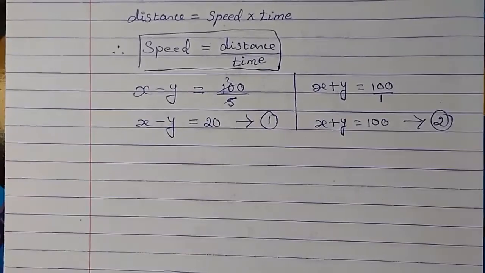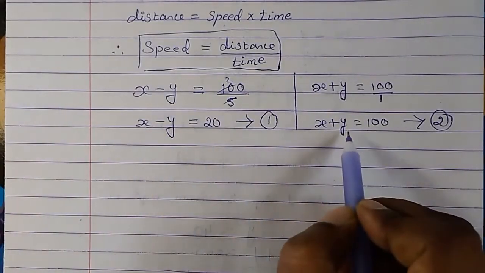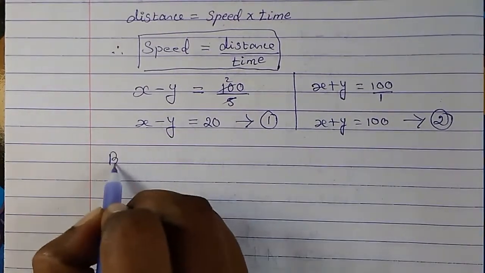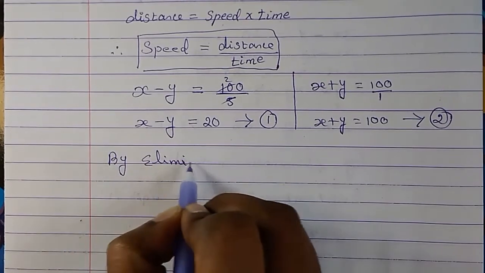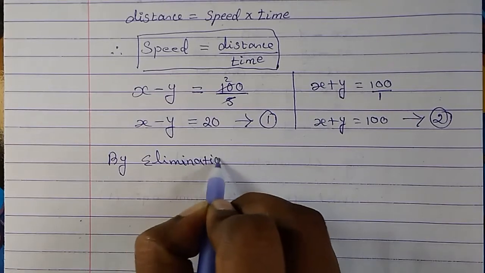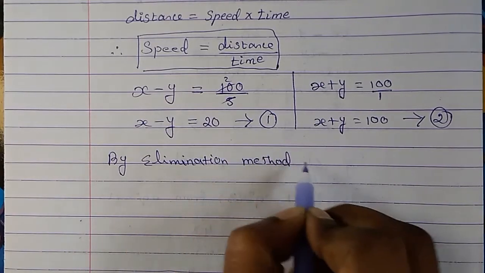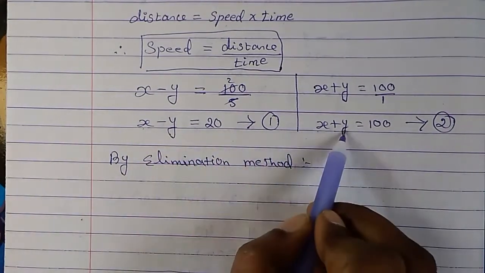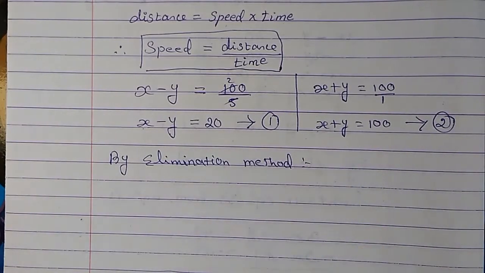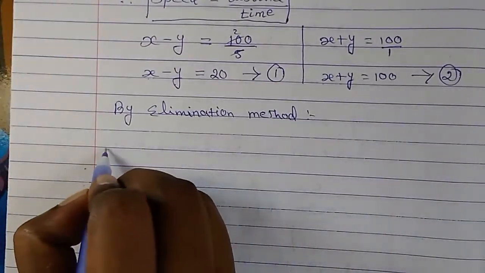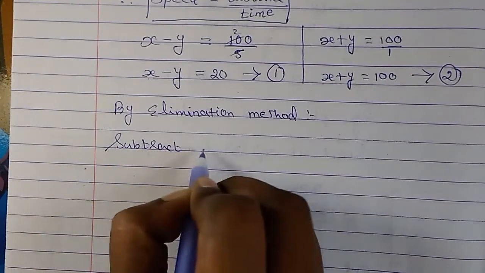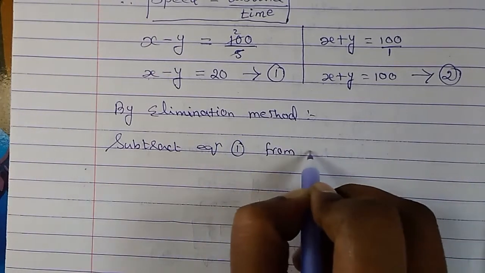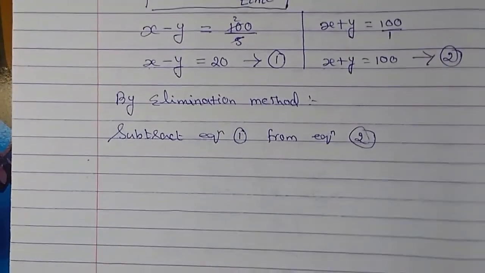So we got both the equations. Now you see x minus y here, x plus y there. The coefficients are the same, so you can eliminate any one. We can use any method, but I'm taking the elimination method because it is easy. The coefficient of x is the same, and the coefficient of y is the same, so let's go for eliminating one variable. We'll subtract equation 1 from equation 2. You can subtract from anywhere.